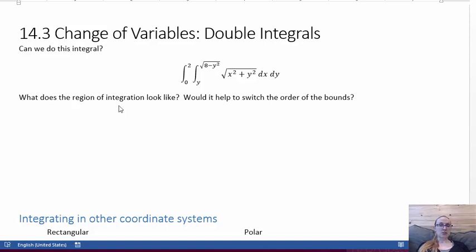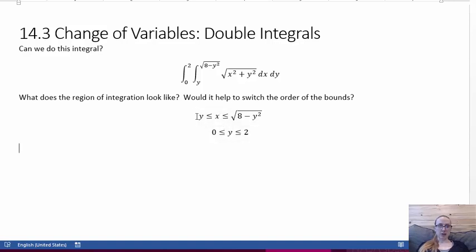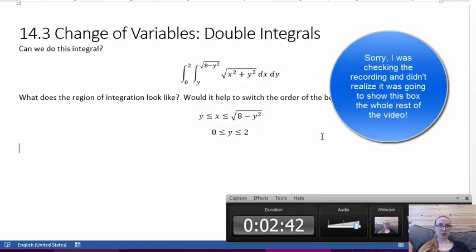The next question I asked is, what does the region of integration look like? So for this particular set of bounds, we've got our x value bounded by the curves x equals y, or y equals x, as the lower bound, and x equals the square root of 8 minus y squared as the upper bound. So y equals x should just be our diagonal line with slope 1. And then the x equals root 8 minus y squared part is going to be a circle. It's going to be the right half of a circle with radius root 8. So I'll sketch a graph of this, and then we've got our y value from 0 to 2.